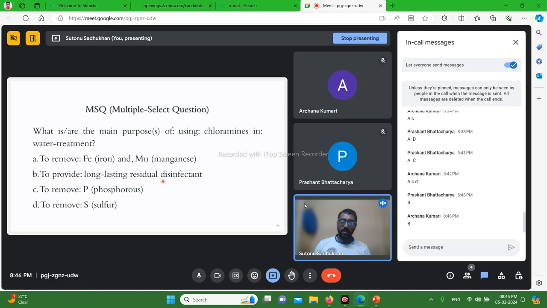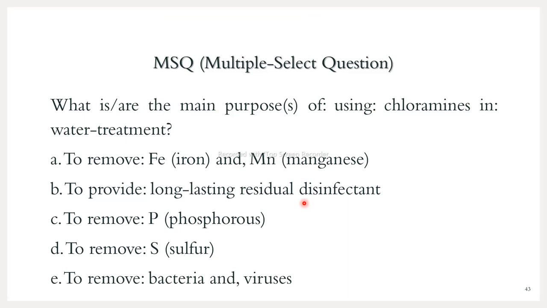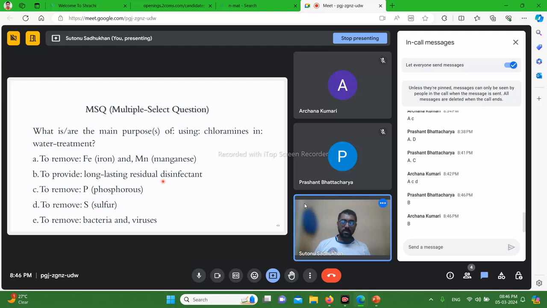Option B, both of you are telling to be true, and none of the other options are true, right? Yes. Okay. Another option is there: to remove bacteria and viruses. So do you think this one is true? What do you think? Option E? I think you have answered it correctly, because ferrum, manganese, phosphorus and sulfur are not removed with chloramines, I think. Yes. So it is just a chemical process.